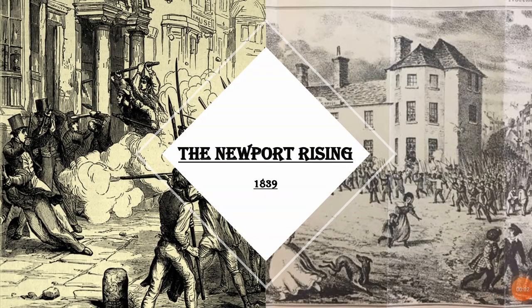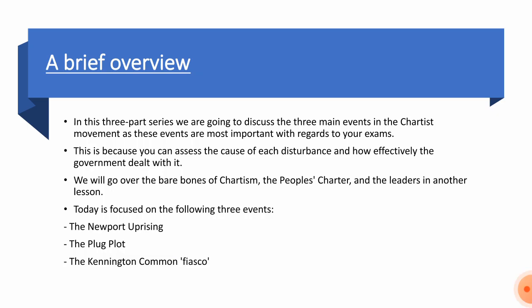Alright, so now going to be moving on to Chartism, which is one of the main movements of the 19th century. We're not going to have a look at the ideology itself and the People's Charter in this lesson. We're just going to have a look at the Newport Rising of 1839, which is one of the three main Chartist disturbances of the period. Three main dates, remember: 1839, 1842, and 1848. So let's get into it.